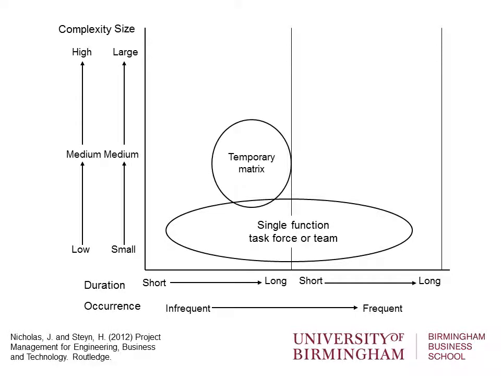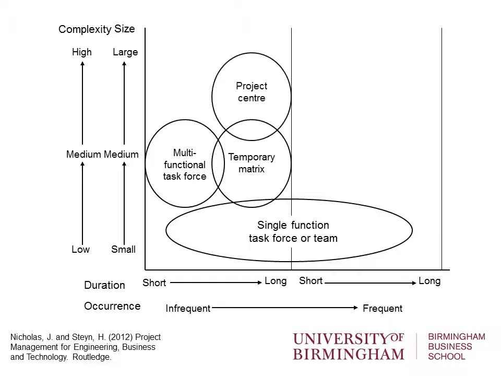Where you have more complexity, then we have some more complex structures happening. So with medium complexity, medium-sized projects, where those projects are long duration but unusual to the organisation, you might have a temporary matrix structure put in place. Where the projects are short duration but of medium complexity, you might have a multifunctional task force or team put together, which is brought together specifically to deliver the project and then disperses.